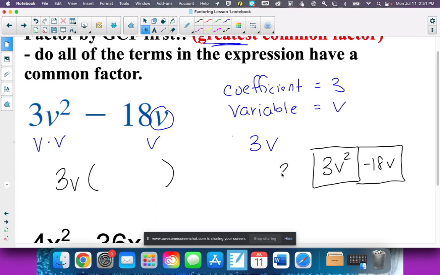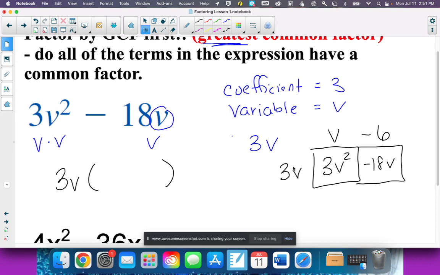So that's going to be your width. You have to tell me what the length is, right? What did I multiply to get there? And this should be v and a minus 6, right? To get the negative 18 times the 3, right? So this is my area.